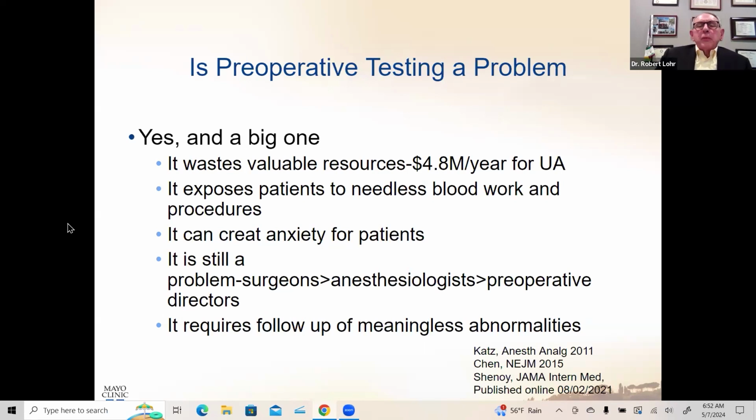So this is a problem. It's a costly one. This is just urinalysis, a pretty inexpensive test, but we order a lot of them. And this is old data. This is probably double that now. It exposes patients to needless blood work and to procedures. It, of course, can create some anxiety for patients. Surgeons tend to order more than anesthesiologists, who tend to order more than preoperative clinic directors. And it requires follow-up of the abnormalities that are uncovered. And we'll talk about this, especially with chest x-rays, in a little bit.